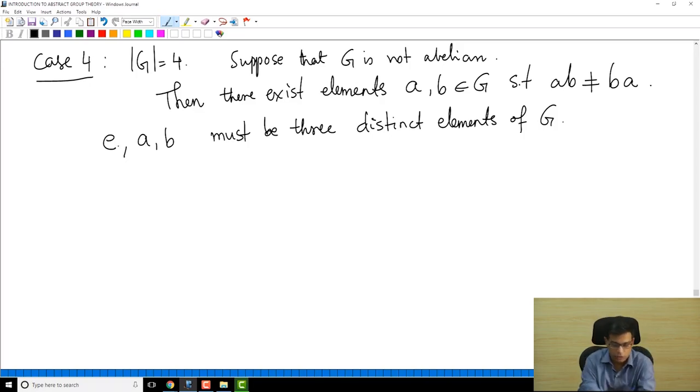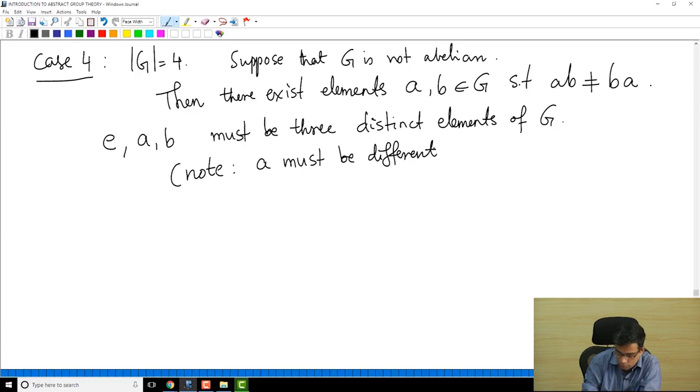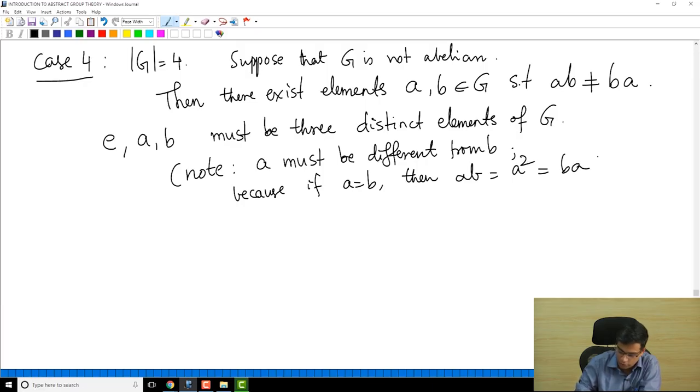Not only that, a and b are also distinct. Why is that? Because if a equals b, then what is ab? Then ab is just a squared, but that is also the same as ba. So, a and b commute. But I am assuming that a and b do not commute. So, a and b must be different. So, e, a, b must be 3 distinct elements of G, but G has only 4 elements. So, there is room for only one more element, and I claim that that must be ab.